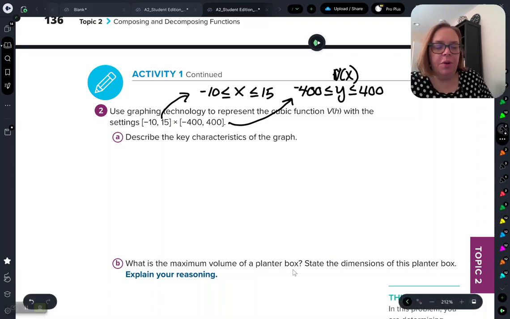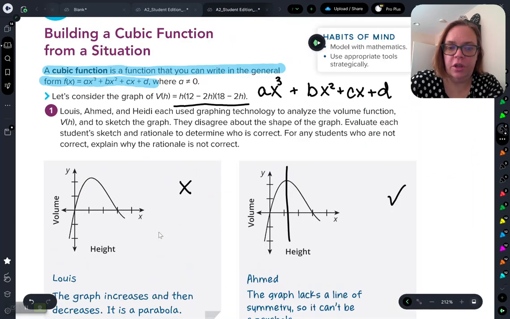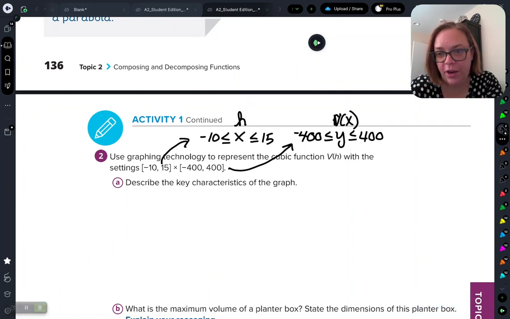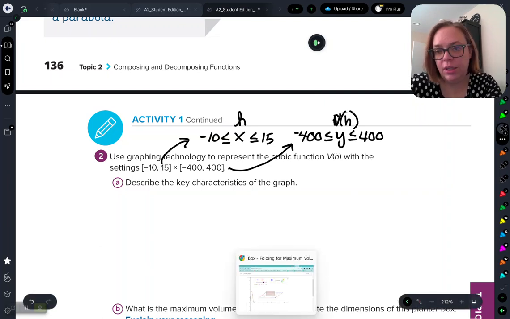Keep in mind here, in our function, we were using h. h is still your independent variable. So we kind of go back and forth between calling it x or h, and I should have said V of h here for y, okay? So let's open up a Desmos window and see what we can see.